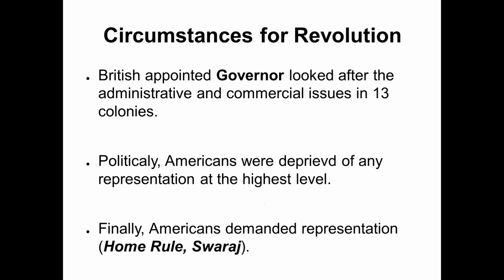Just like in India, we had viceroys and governor generals to look into Indian affairs. In America, there was a British-appointed governor who looked after the administrative and commercial issues in the 13 colonies. And politically, Americans were deprived of any representation at the highest level, and they demanded their version of Swaraj. Okay, they demanded representation and home rule.